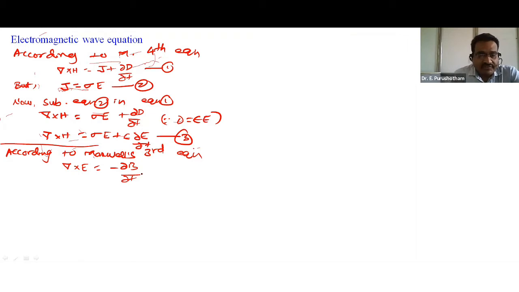According to the Maxwell third equation, curl of E is equal to minus dou B by dou T. But you know very well, what is B? B is equal to mu into H. So curl of E is equal to minus mu dou H by dou T.